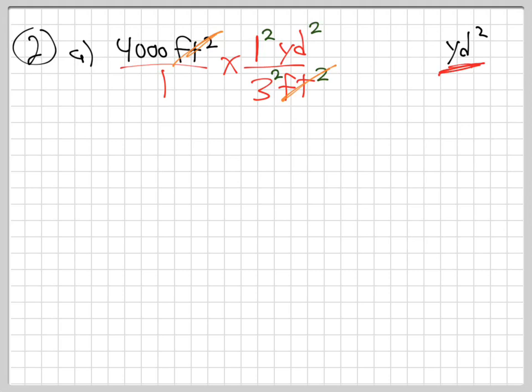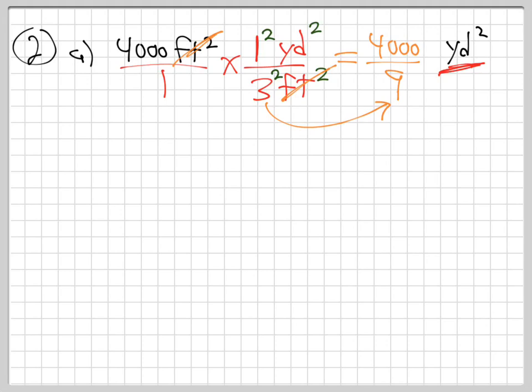Now, they're weird on this question. They want a fraction answer. The rest of them, they'll let us do decimal. So they want a fraction. On the top, it's just going to be 4,000. On the bottom, it's just going to be 9, and we're done. So everybody see how I got 9 there? 3 squared, 3 times 3. And the 1 squared is just 1. The 1s aren't doing anything. Multiplying by 1 or dividing by 1 doesn't change it.